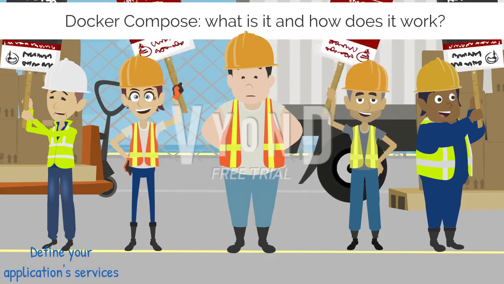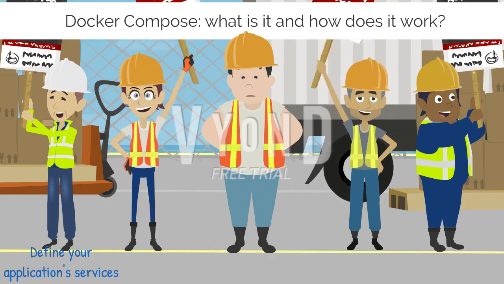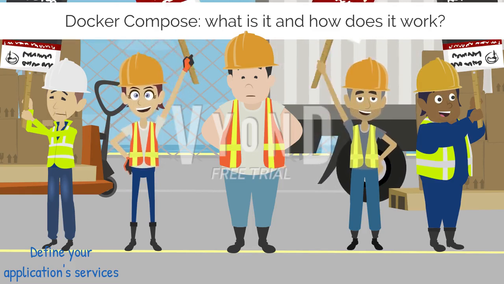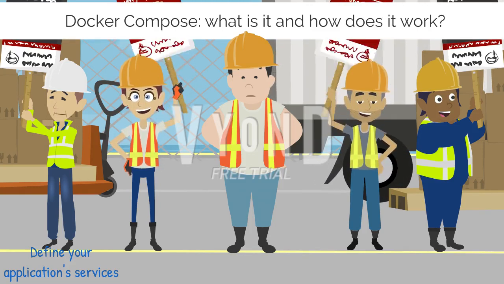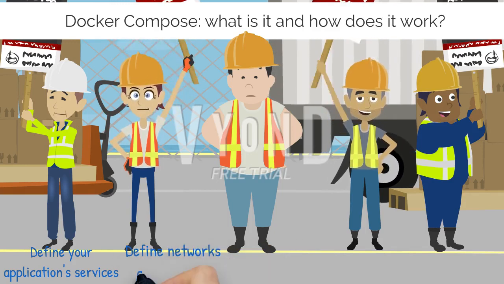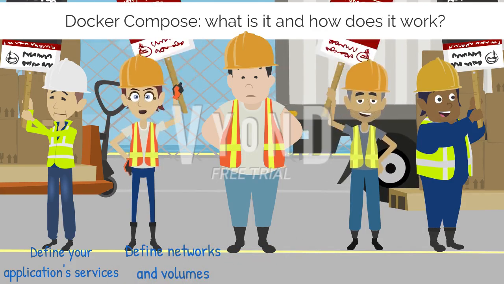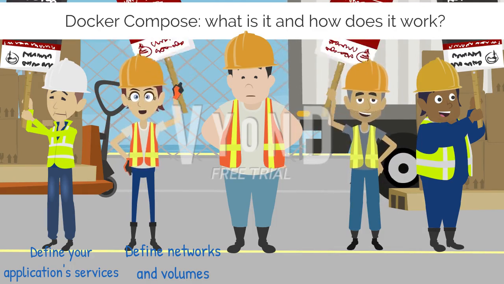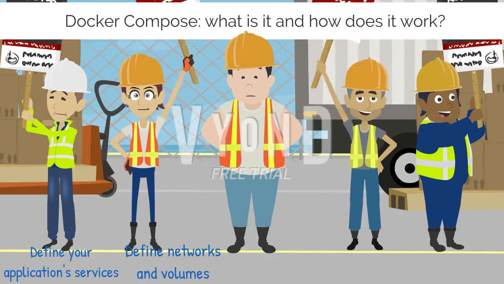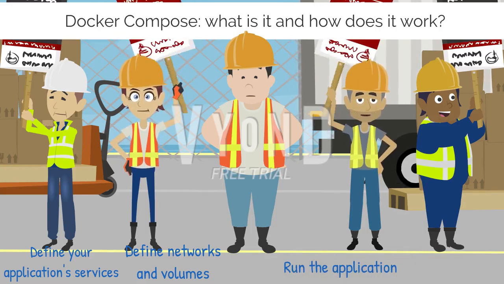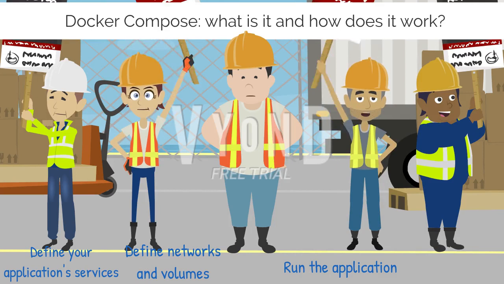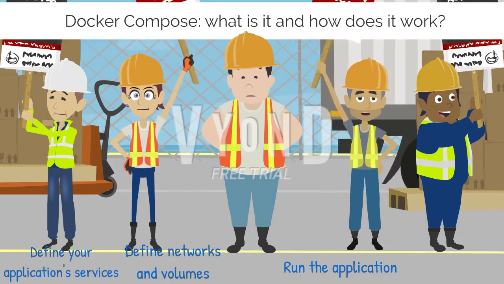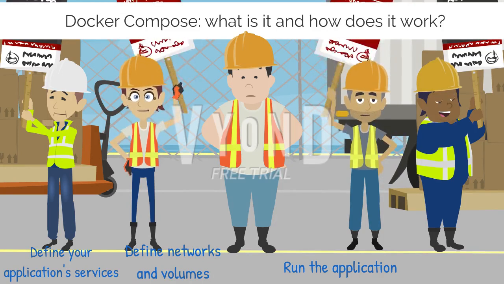1. Define your application services. In a YAML file, define each service in your application as a container, along with its dependencies, environment variables, and ports to expose. 2. Define networks and volumes. You can define custom networks and volumes for your application, which allow containers to communicate and share data between each other. 3. Run the application. Once you've defined your services, networks, and volumes, you can use the Docker Compose command to start and run the entire application with a single command.